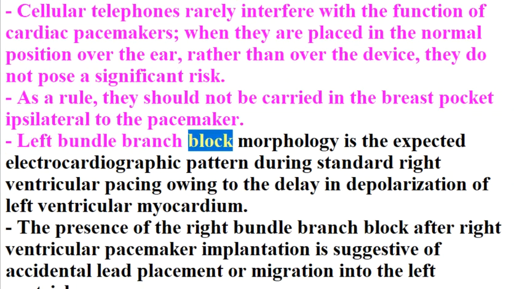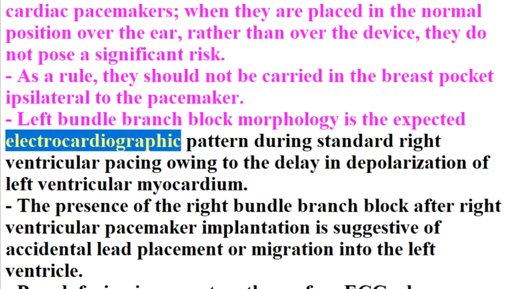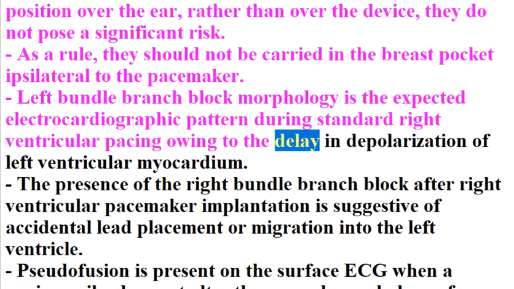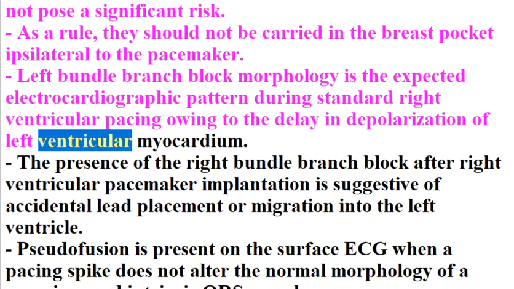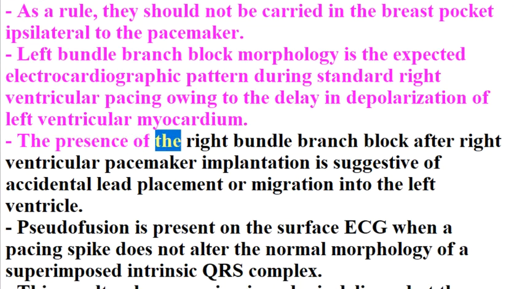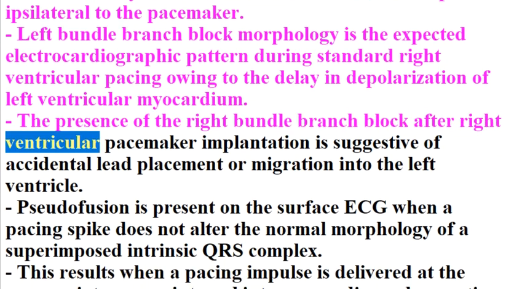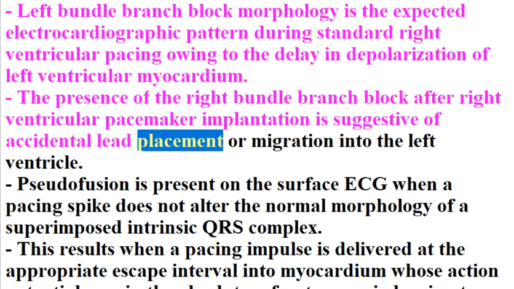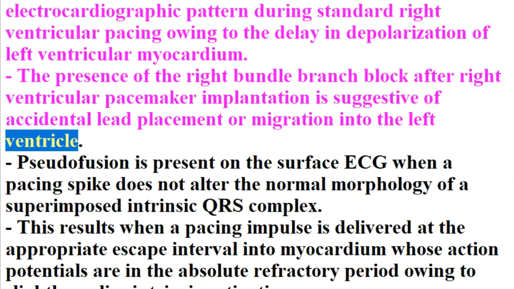Left bundle branch block morphology is the expected electrocardiographic pattern during standard right ventricular pacing owing to the delay in depolarization of left ventricular myocardium. The presence of the right bundle branch block after right ventricular pacemaker implantation is suggestive of accidental lead placement or migration into the left ventricle.